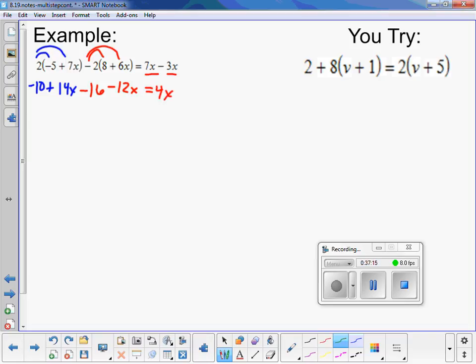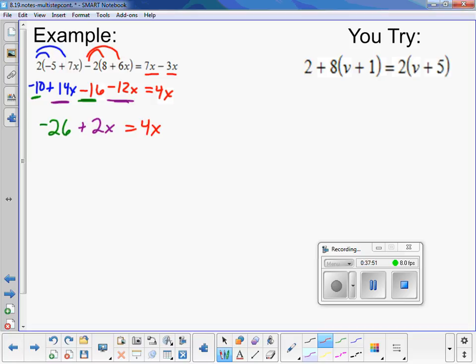So look at that, think about it, make sure you're okay. The right-hand side is as simple as it gets, but when I look at that left-hand side, there's some stuff that can be combined. I have a negative 10 and a negative 16 that can go together, and I have a positive 14x and a negative 12x. So let's look at the constants first. Negative 10 and negative 16 gives me negative 26. And then a positive 14x and a negative 12x gives me positive 2x. And that equals 4x. So that is a lot simpler than it was before.